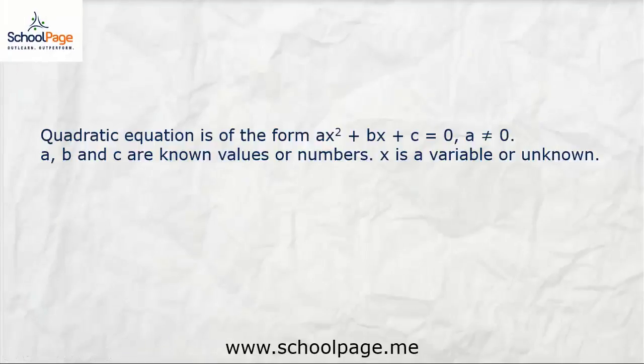Let us first understand what is a quadratic equation. A quadratic equation is of the form ax² + bx + c = 0, where a is not equal to 0. Here a, b and c are numbers, x is a variable. The highest degree in a quadratic equation is always 2 and the variable is always squared.